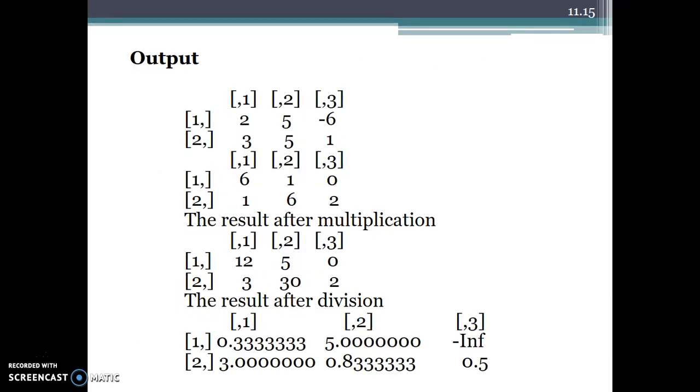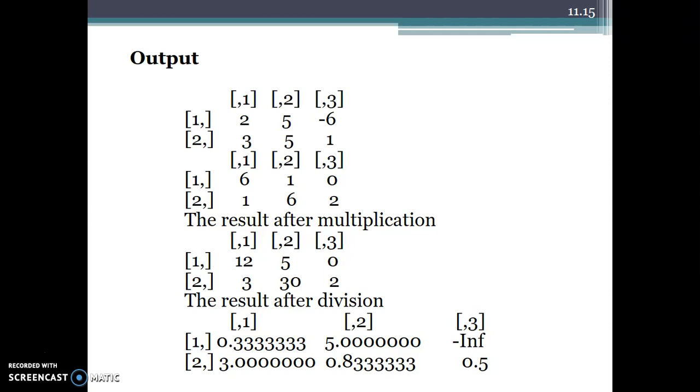So we have 2, 5, minus 6 on the first row of the first matrix, and 6, 1, 0 on the first row of the second matrix. So we have 2 into 6, which is 1, 1 of the first matrix and 1, 1 of the second matrix, which is 12. Let's say we take 1, 3 of the first matrix and 1, 3 of the second matrix, which is minus 6 into 0, which is a 0. In the division, the last output, if we take the division of 1, 1 of the first matrix, which is 2, and 1, 1 of the second matrix, which is 6, we get 2 by 6, which is 1/3, and so we get 0.333.